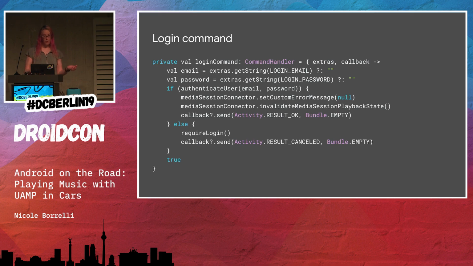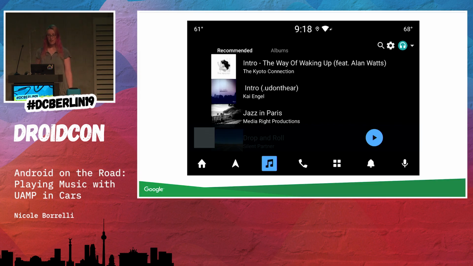And then if that works out, if the user gets authenticated, we can clear our error message from the error state. We invalidate the player state so that it will publish the playback again, and then send a result. If the user failed to authenticate, we'll resend all of the error stuff so that Automotive OS will show that login button again. But with everything done, we have our nice browsing screen.